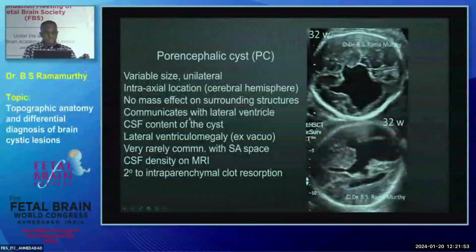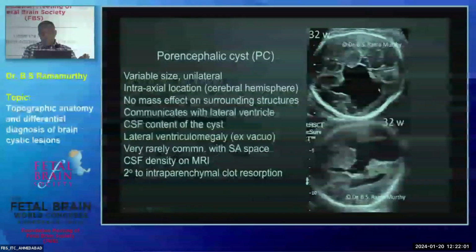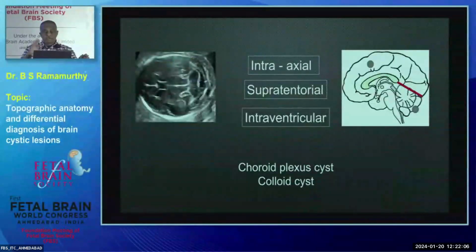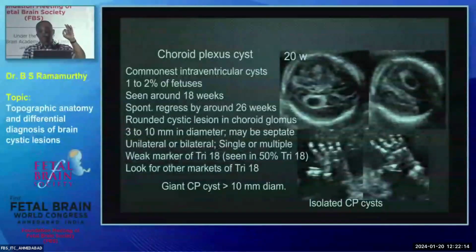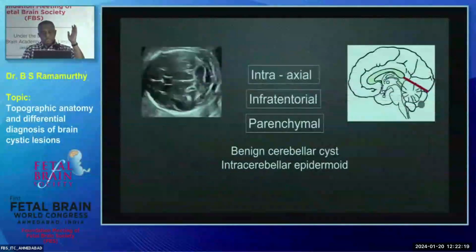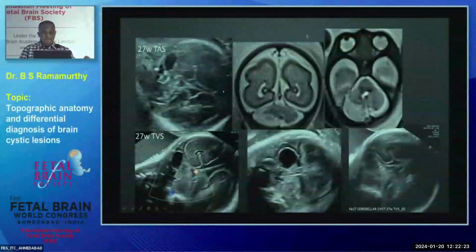A porencephalic cyst is a classical intraaxial cyst in the cerebral hemisphere, which is communicating with the ventricle. There is no midline shift because it's a destructive lesion. And intraventricular would be your choroid plexus cyst. Just show that there are no other telltale signs of trisomy 18, and therefore this is a benign lesion, nothing really to worry about.